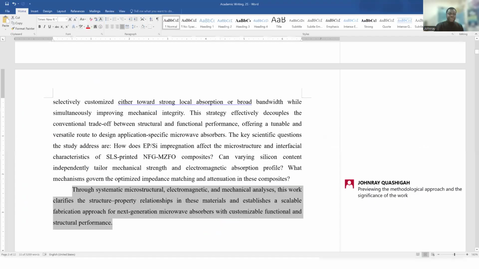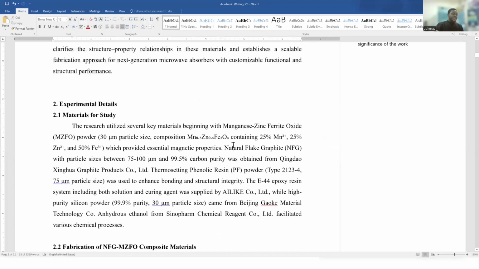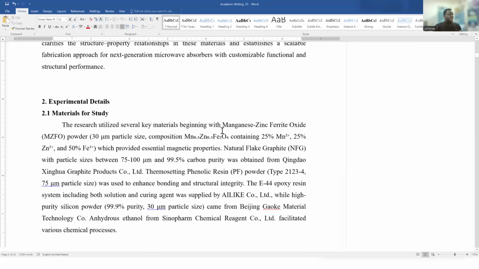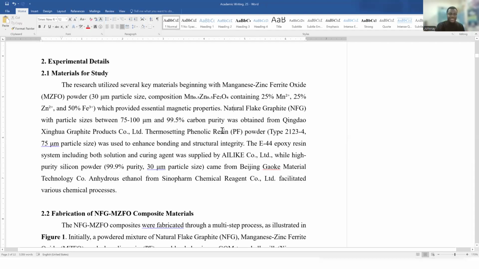Okay, so let's take a look at this one. This is still in the engineering aspect. If you look at this very well, this is the person's methodology. The person has stated the materials for the study. The person was very specific. He said experimental details. So that's the methodology.